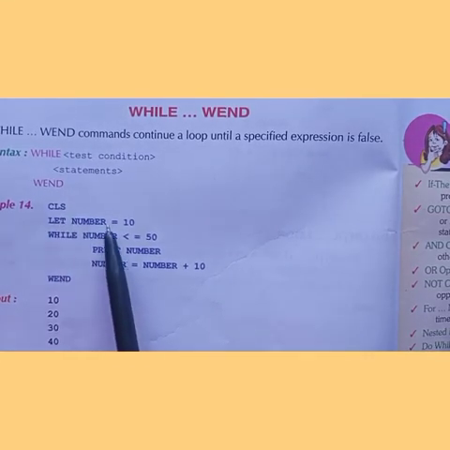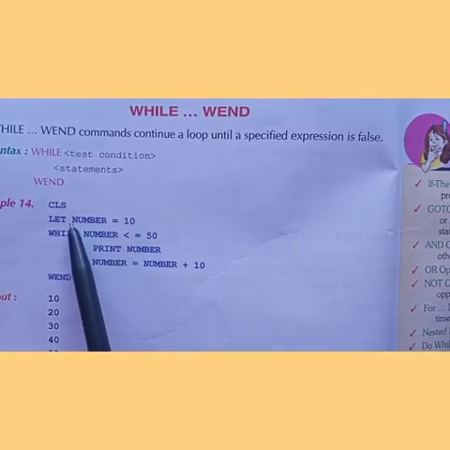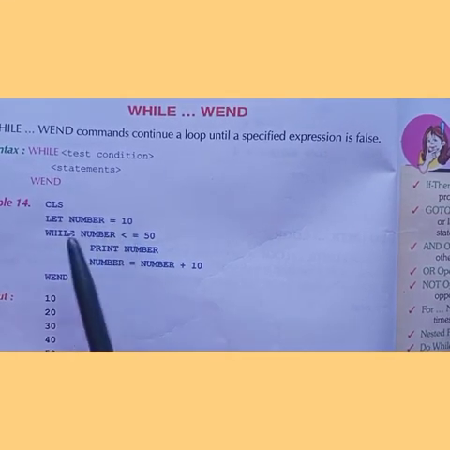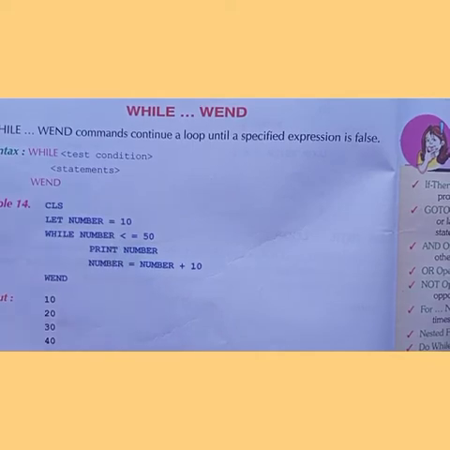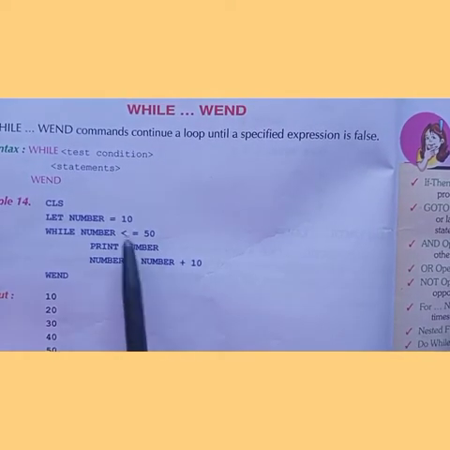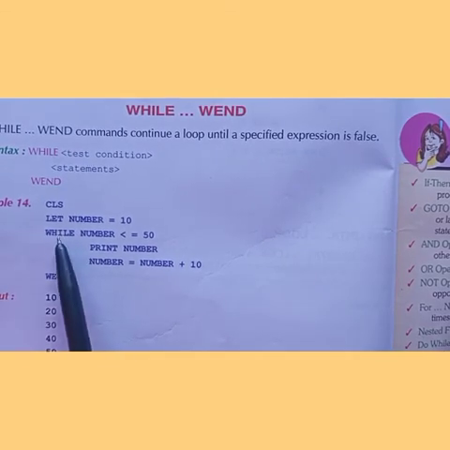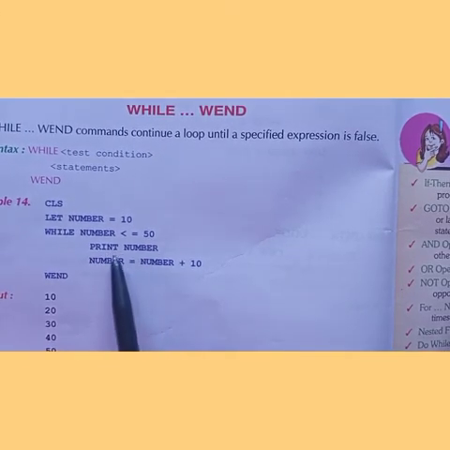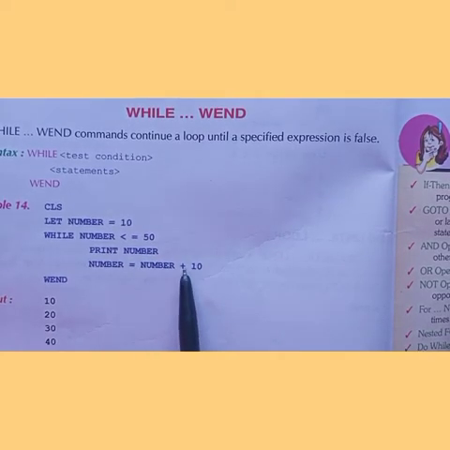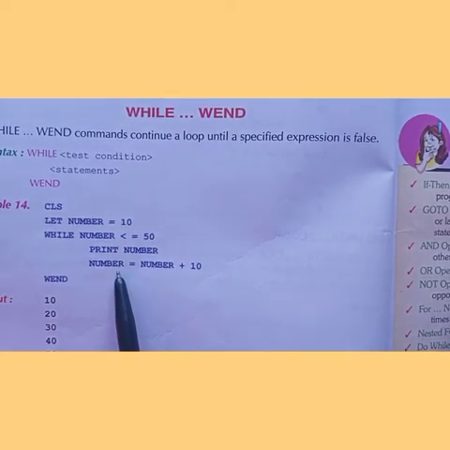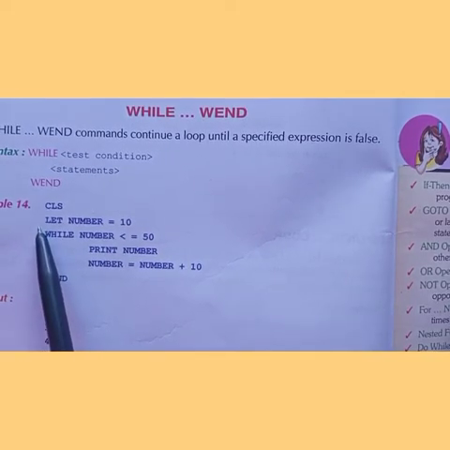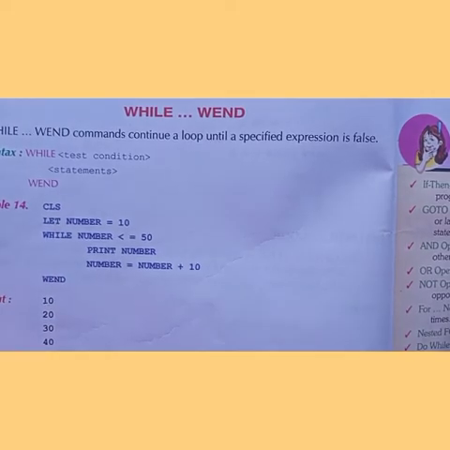CLS, let number equals 10. You have got a variable and the name of the variable is number, that is 10. While number is less than or equal to 50, this loop will keep on going. Print number. What has to be done? Number is to be printed. Number equals number plus 10, then the value of the number will be increased, and wend will execute this statement again. So let us see the output.